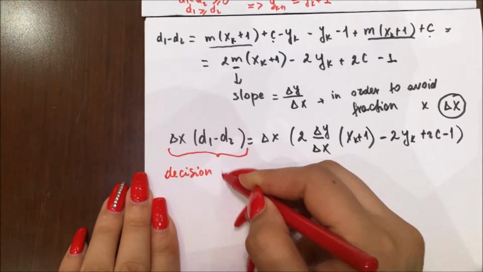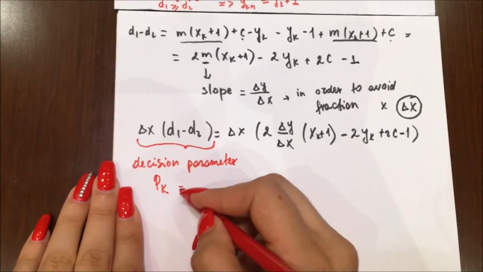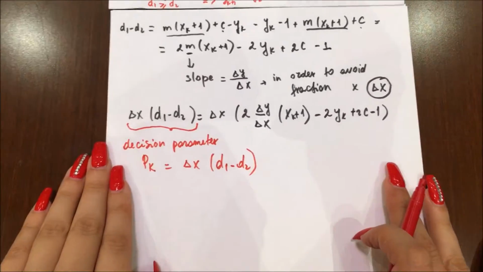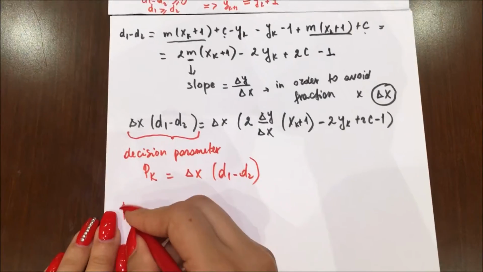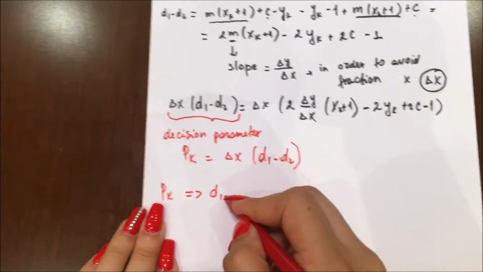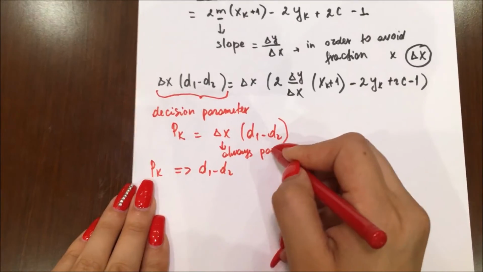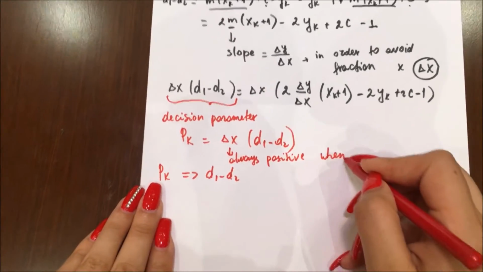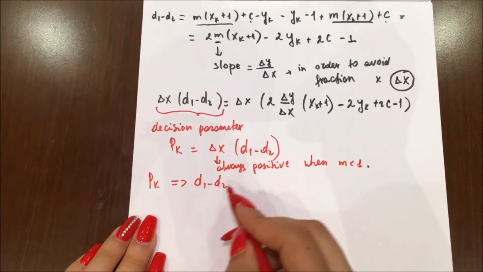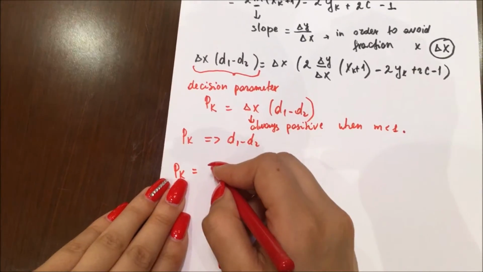Delta x into (d1 minus d2) is our decision parameter. We can call our decision parameter pk. So pk equals delta x into (d1 minus d2). The sign of pk will depend on the sign of d1 minus d2, because delta x will be positive. In this case, the difference between d1 and d2 will determine the sign of pk.